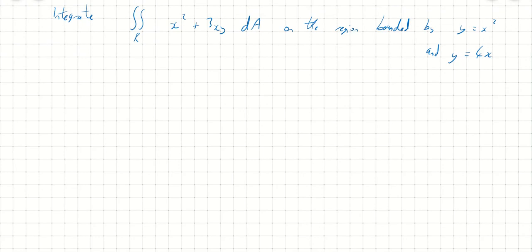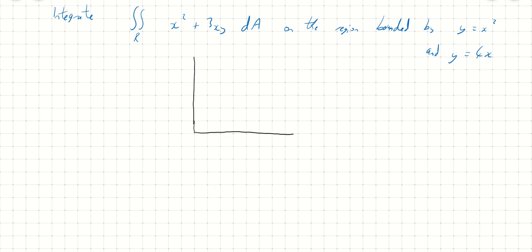In this question, we're asked to work out a double integral on a region defined by its bounds. It's a region bounded by the curves y equals x squared and y equals 4x. Whenever we do a question like this, it's always best to plot the two curves so we can see what region we're integrating over. So let's just sketch our curves.